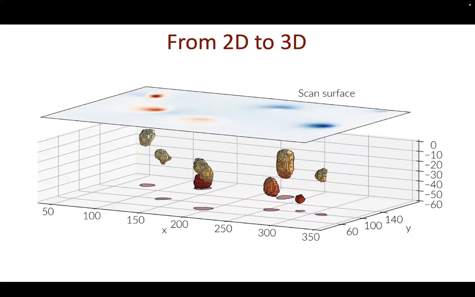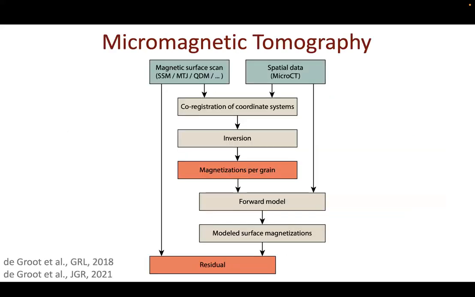Since then, we took this further, and I would like to tell you a lot about the progress that we made so far. So a short summary of this technique, which we now call magnetic tomography. We start off with two data sets. The first data set is our magnetic surface scan, and that can be a scanning SQUID microscope scan. It can be an MTJ, magnetic tunneling junction, or a QDM, doesn't matter.